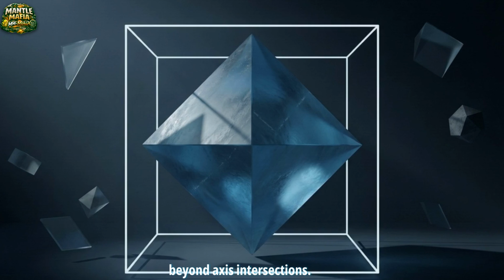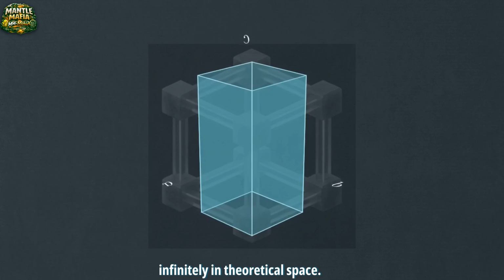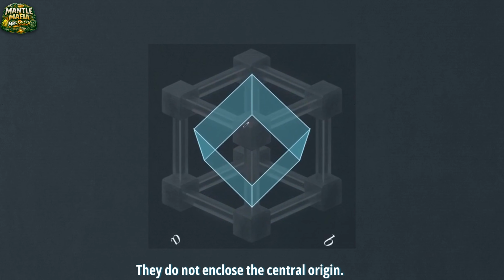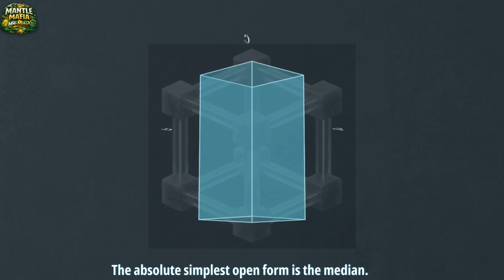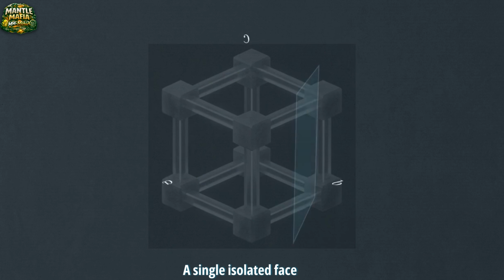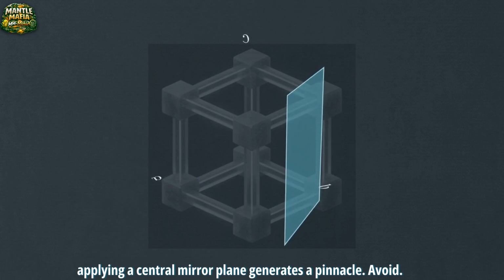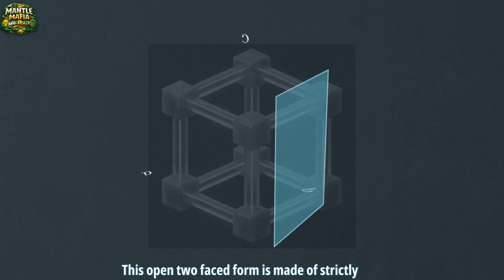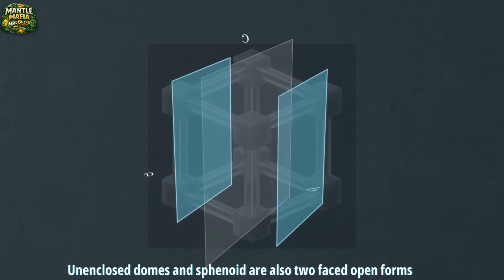Beyond axis intersections, crystal forms are categorized by their ability to completely enclose three-dimensional space. Open forms are sets of faces that extend infinitely in theoretical space. They do not enclose the central origin. The absolute simplest open form is the pedion, a single isolated face. Applying a central mirror plane generates a pinacoid. This open, two-faced form is made of strictly parallel planes, leaving the space between them unenclosed.